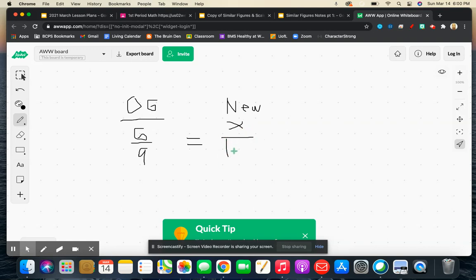So we're going to have x over 12. Again, we want to multiply straight across and then divide by 9. So if I take 6 times 12, that is going to give me a value of 72. And divide that by 9, we get an x value of 8.